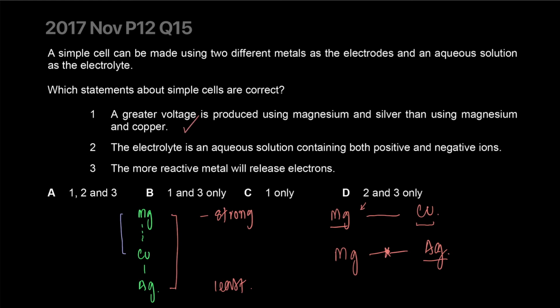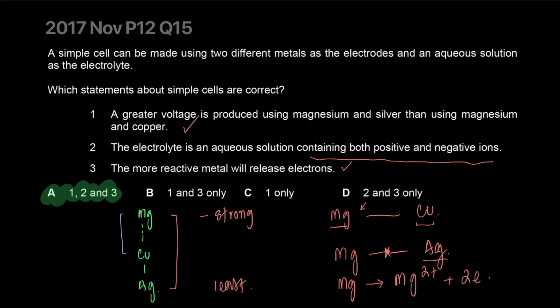So this is correct. The electrolyte is an aqueous solution containing both positive and negative ions. Yeah, that's true. That's what we see, right? The more reactive metal will release electrons. That's also true. The more reactive element will go from magnesium to magnesium 2 plus and produce electrons. So all three statements are correct. The answer is A.